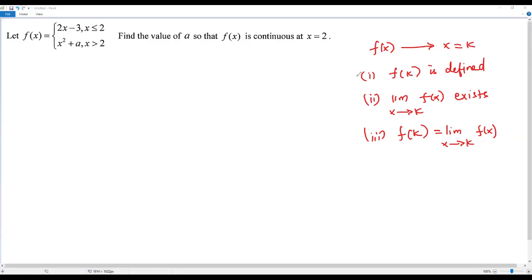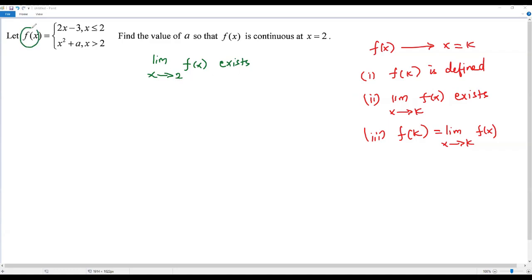Here I don't have to verify all three conditions for the given function f(x), because the question already says f(x) is continuous at x equals 2. Since f(x) is continuous at x equals 2, it will satisfy all three conditions at x equals 2. So f(x) must satisfy the second condition also: the limit as x approaches 2 of f(x) exists.